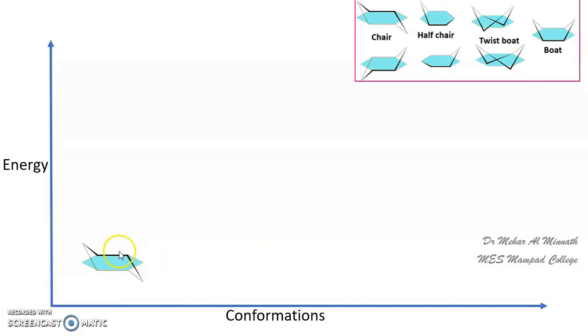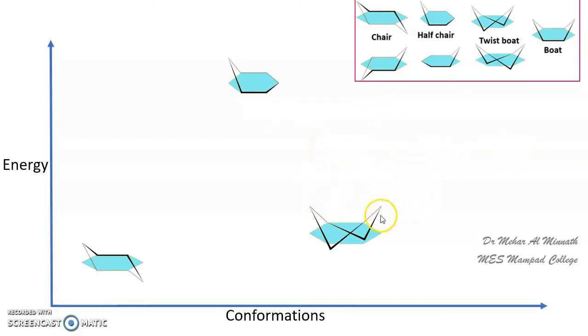And it passes through half chair, there will be an increase in energy. Because in half chair, we have seen that 5 carbon atoms are in the same plane. There will be angle strain, torsion strain, steric strain, etc. From the half chair, it goes to twist boat. Twist boat has got lower energy because of the skewed hydrogens. The hydrogens are skewed and there are no interactions, etc.